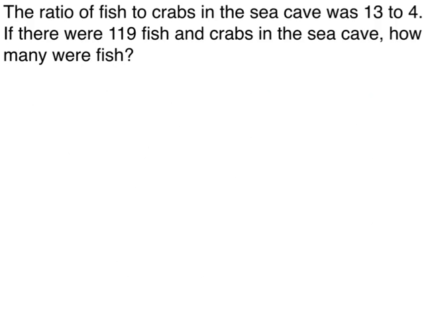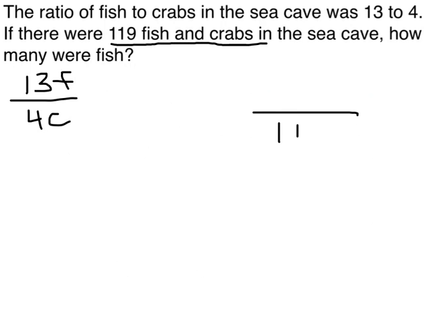All right, this one says that the ratio of fish to crabs in the sea cave was 13 to 4. 13 fish to 4 crabs. If there were 119 fish and crabs, and that's total, in the sea cave, how many were fish? All right, so we want the 119. That stands for the total on the bottom. So we've got to get a total here. Well, we add the 13 and 4 and we get 17.